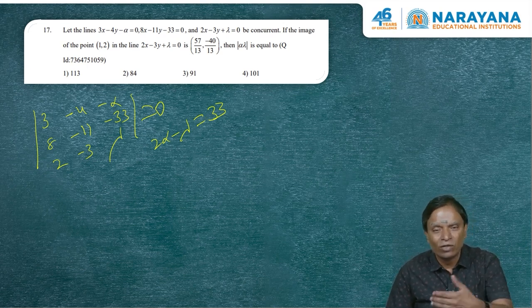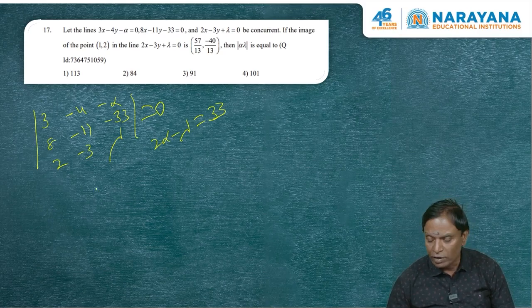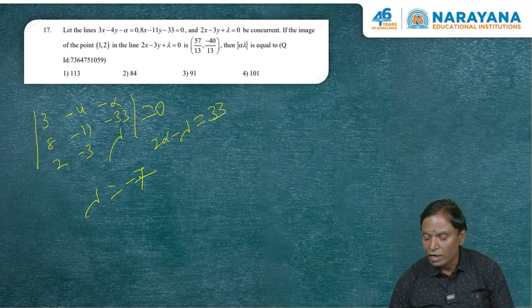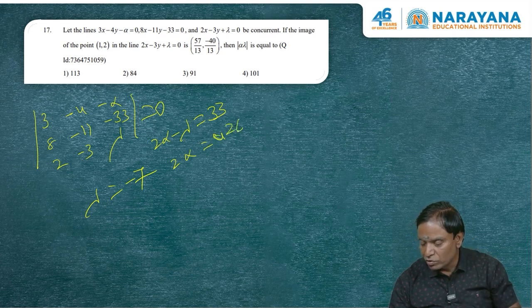You are given the reflection of the point (1, 2) with respect to the line. You can do one thing: use the image formula of a point with respect to a line, or you take the midpoint of (1, 2) and the given point (57/13, −40/13), which lies on the given line. Either way you can do it, and you can observe that the value of λ you are going to get will be −7. So you want the modulus of α into λ. If I put λ equal to −7 here, 2α is equal to 33 − 7, which gives you 26.